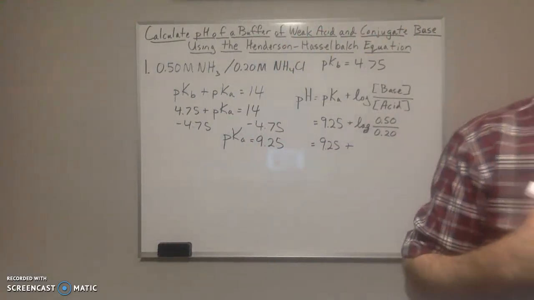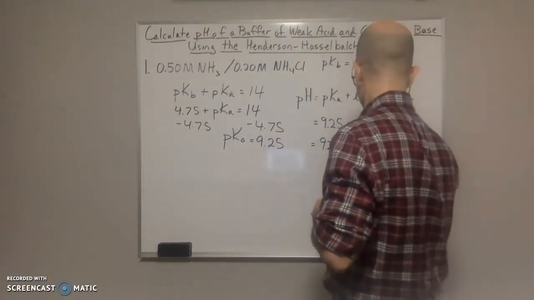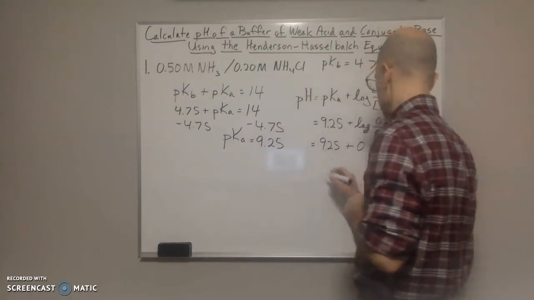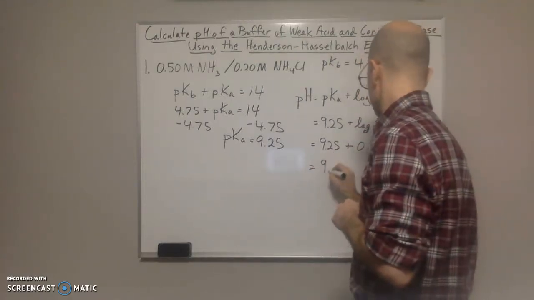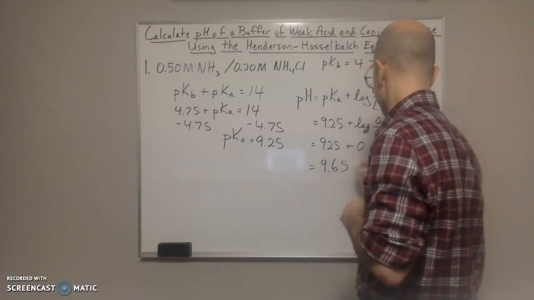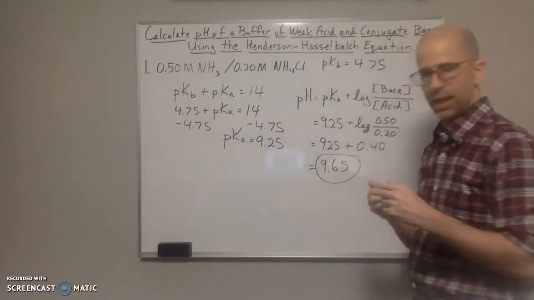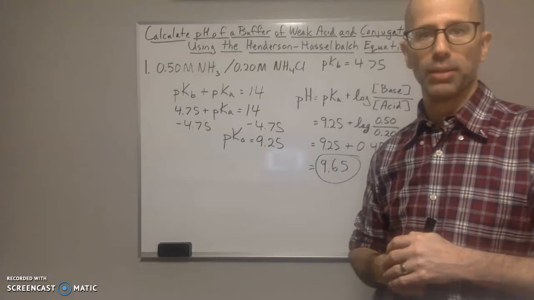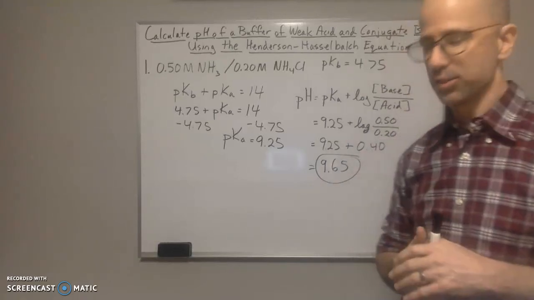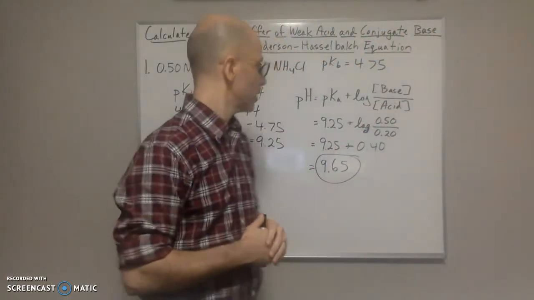That's going to be 9.25 plus whatever the log of that is, which is 0.40. When you add that together, you get 9.65 for the pH. And that's it. That's how you find the pH using the Henderson-Hasselbalch equation.